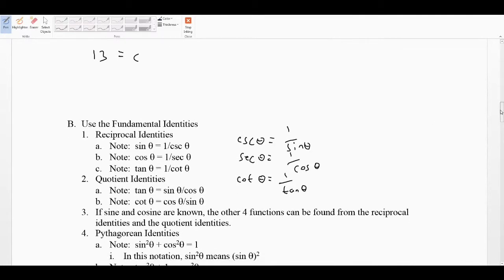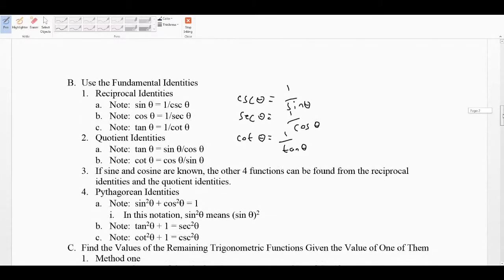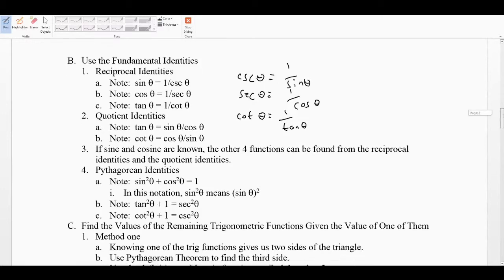Things to keep in mind. So here's what you really want to know. You want to know the fact that cosecant is 1 over sine, secant is 1 over cosine, cotangent is 1 over tangent, tangent is sine over cosine, cotangent is cosine over sine. I can make this a whole lot easier, but I'll say that for another day. And if you do know sine and cosine, then you know everything, pretty much.